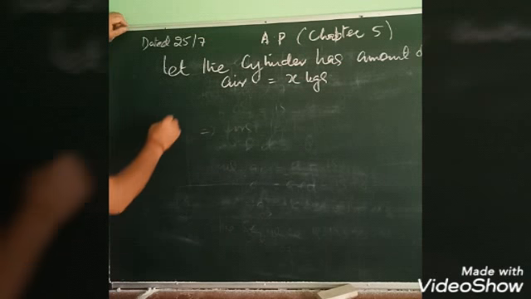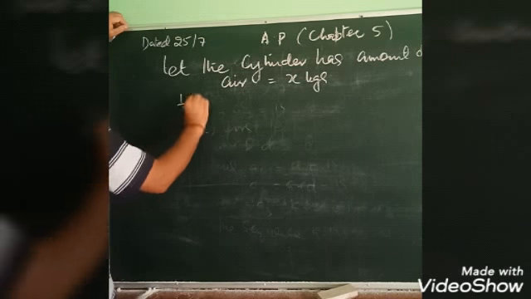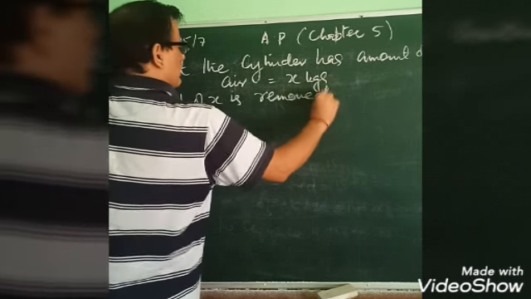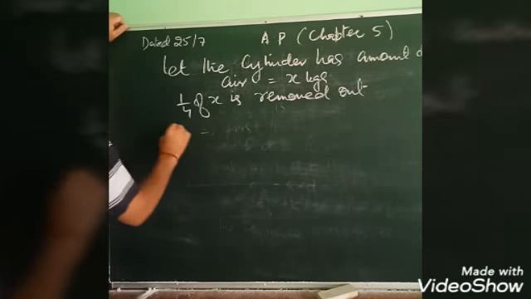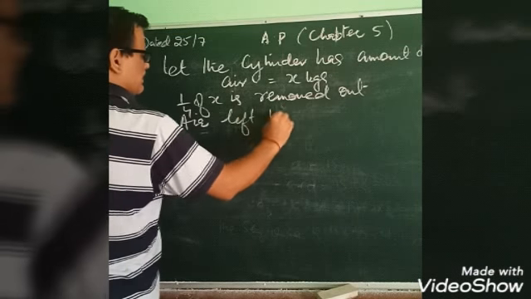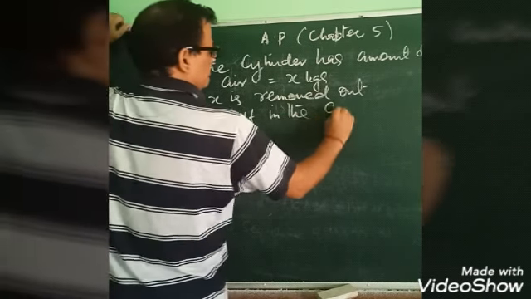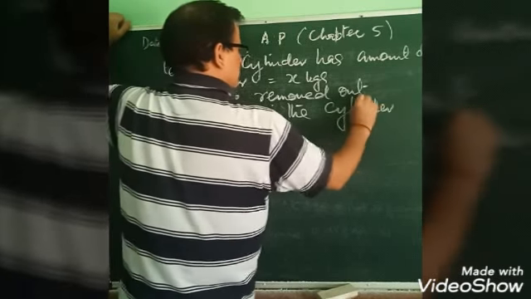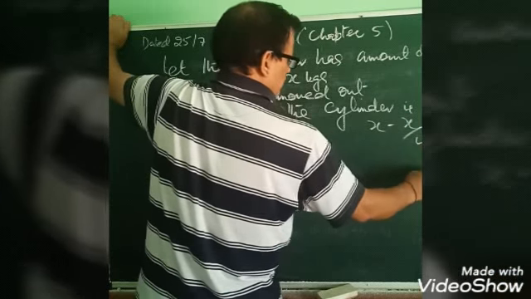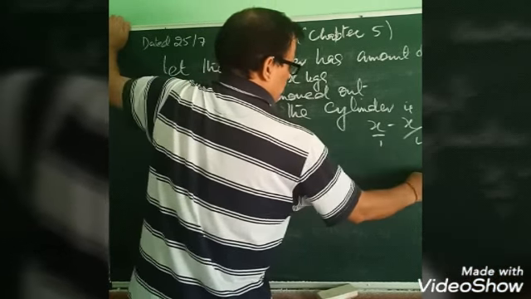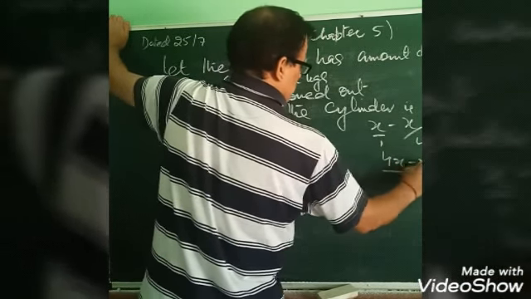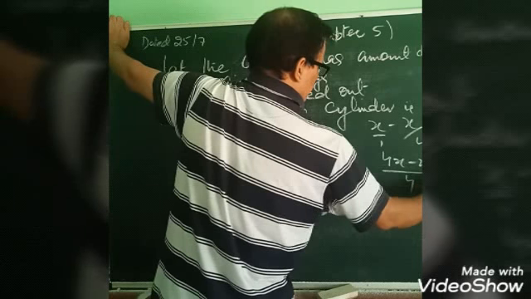Now 1/4 is removed out. 1/4 of x is removed out. Therefore, air left in this cylinder is x minus x upon 4. Denominator is 1, 4 LCM, 4 into x is 4x minus 1 into x is x, that is 3x upon 4.